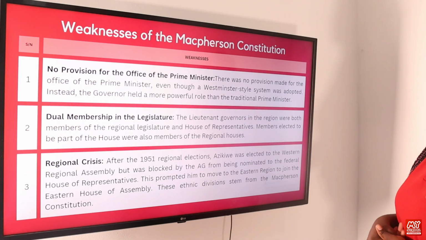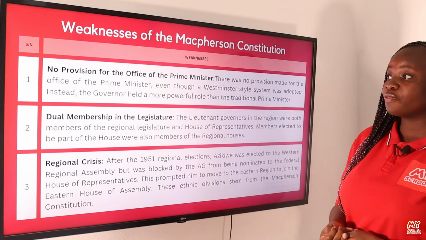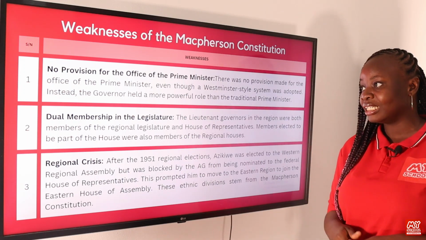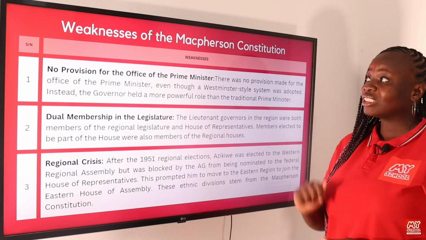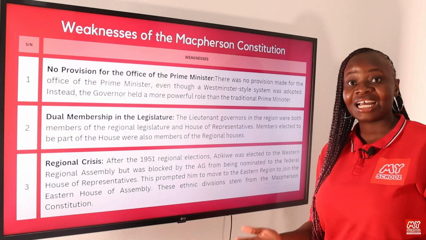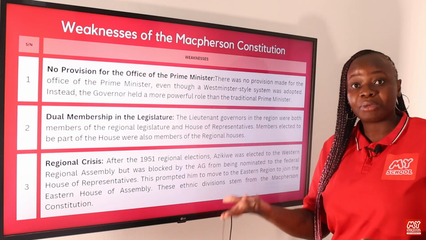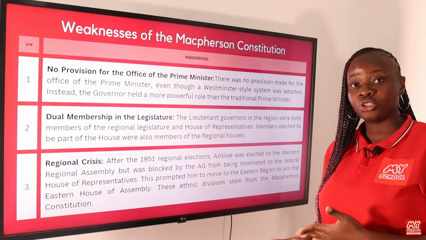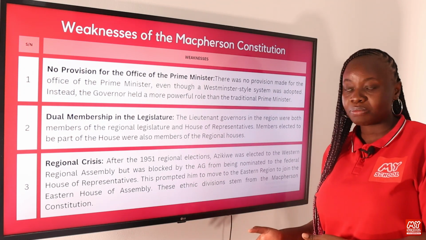Okay, another weakness is that there was no provision for the office of the Prime Minister. There was no provision made for the office of the Prime Minister, even though a Westminster-style system was adopted. Instead, the governor held a more powerful role than the traditional Prime Minister. So at the time the Macpherson Constitution was created, there was no Prime Minister. There was meant to be a Prime Minister in the central legislature since it was a Westminster-style parliamentary system of government. But there was no Prime Minister at that time. And the person who took on the role of the Prime Minister was the governor, who had a lot more power than the traditional Prime Minister.